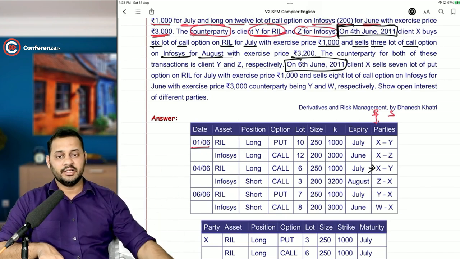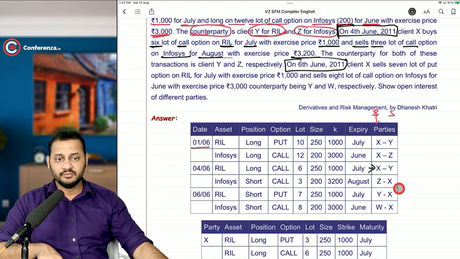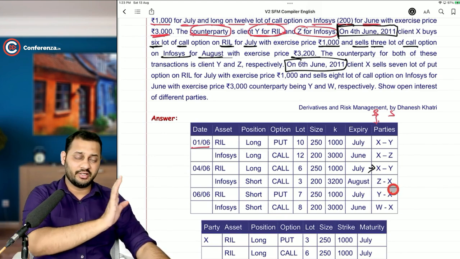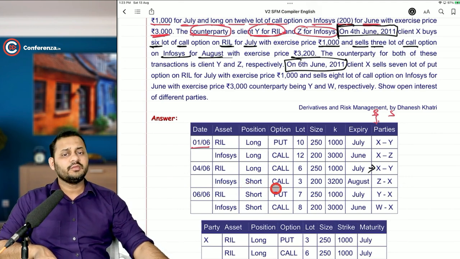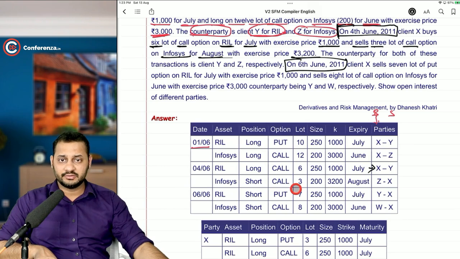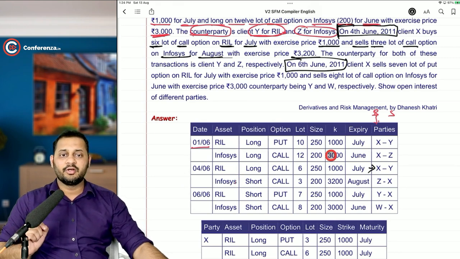Okay. And in the second part, in the Infosys, X is the seller. You can clearly see. So that's why we have written him on the second side. He is the seller. So Infosys, he's short. He took a short position in call option with 3 lots. See, 3 lot call option Infosys August. So this is call option 3 lots. 200 is the size taken from the previous part. 3200 is the price, exercise price, and August is the expiry. So you can see that this call option and this call option on Infosys is different because this one is expiring in June and this one is expiring in August.